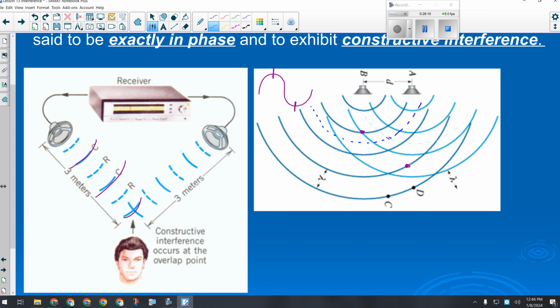Now, this is simplified because we're only producing a single tone. Your home theater system is obviously producing all kinds of different frequencies of sound all the time. But that would be a point, for at least that wavelength, where no sound would be heard.